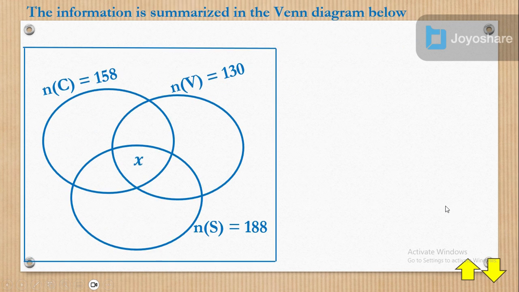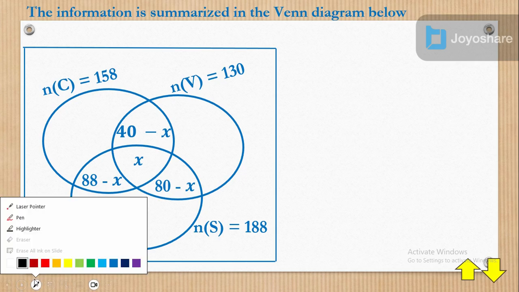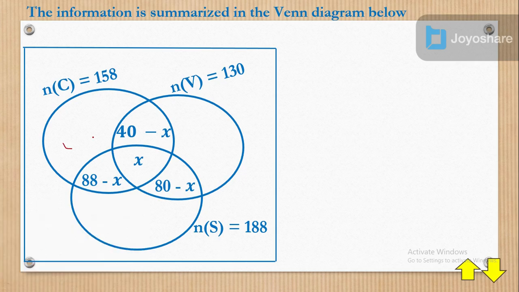And then we have it there. Midway we have X, and 40 minus X presented already, 80 minus X and 88 minus X. Now, in the next level, we are meant to get what we have in this area, and this area, and this area. We shall call it letter A for that, letter B for that, and letter C for that.